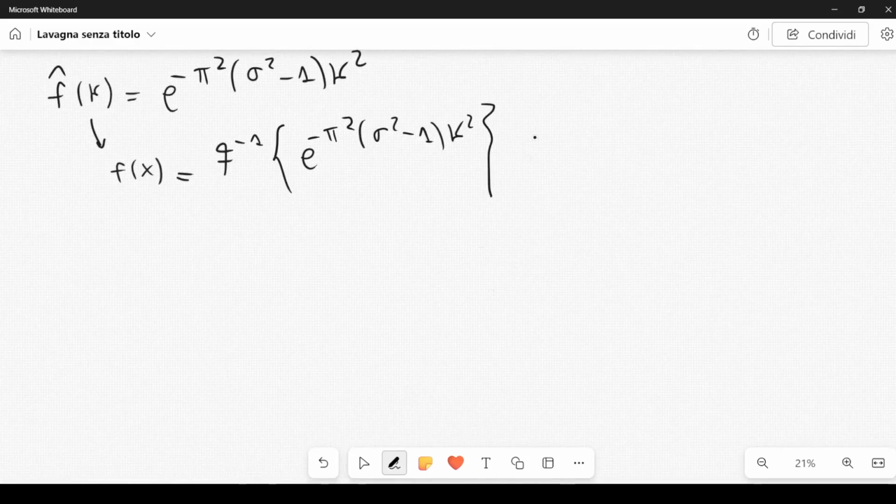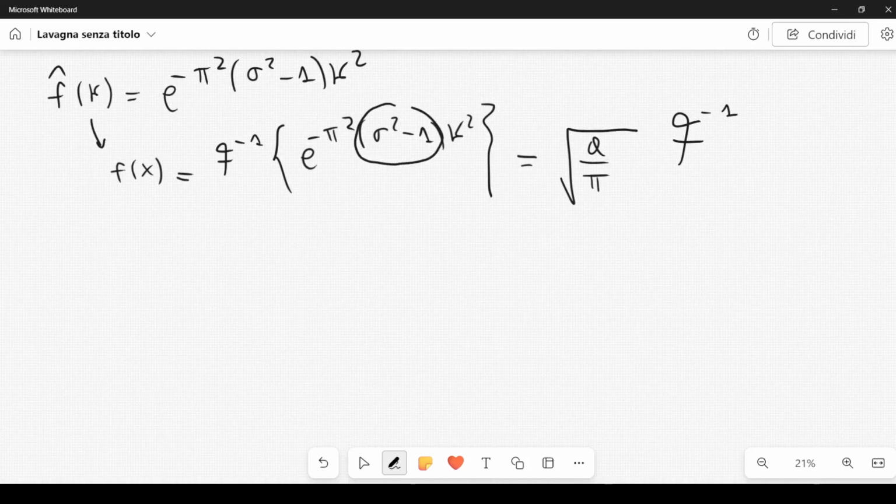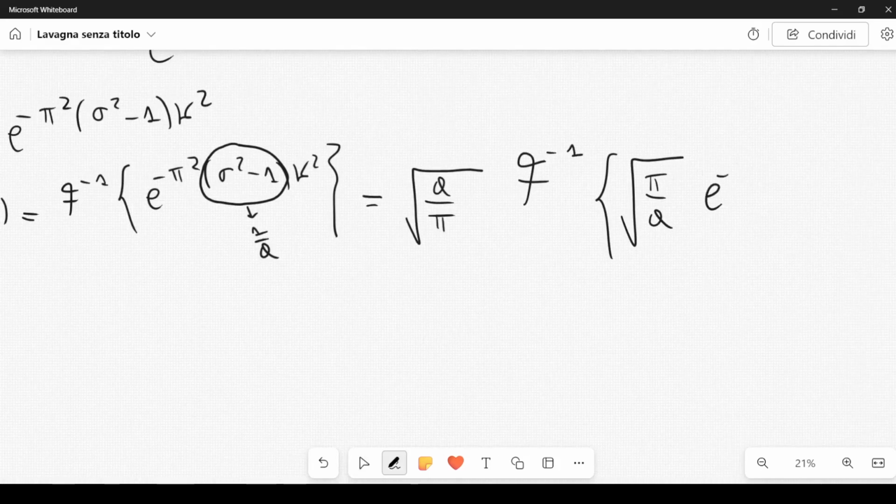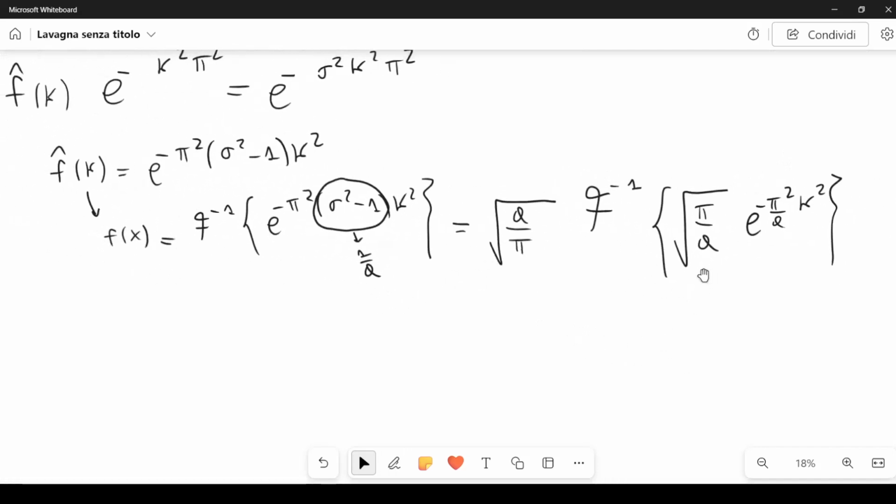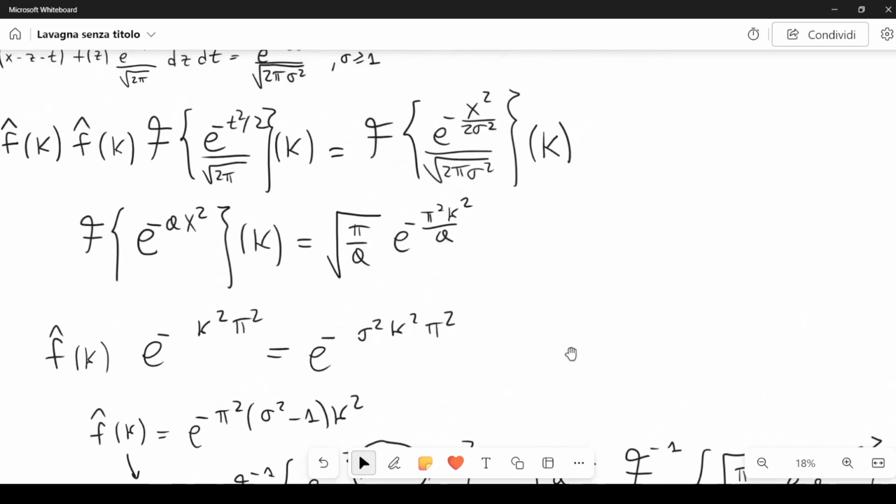And then here, when I consider the inverse transform, we get the following. So first, let me multiply this by the square root of a over pi, so we have f inverse, and I'm calling this guy here 1 over a, so I have f inverse of the square root of pi over a e to the minus pi squared over a k squared, and then I know what the inverse of this function is, because I have written the inverse here.